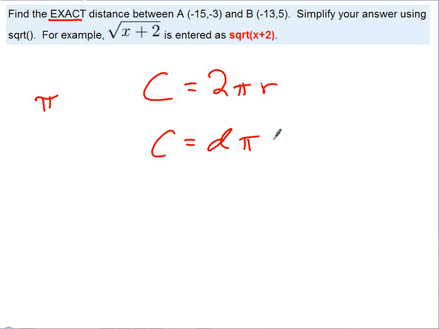And now using your algebra skills, how would I isolate pi? If I want to solve for pi there, get it by itself, what do I have to do to both sides? Divide by 2, or divide by what to get the pi by itself? Divide by 2. No. D. Divide by d. Look at the top. Divide both sides by d. And so then I get the pi by itself.